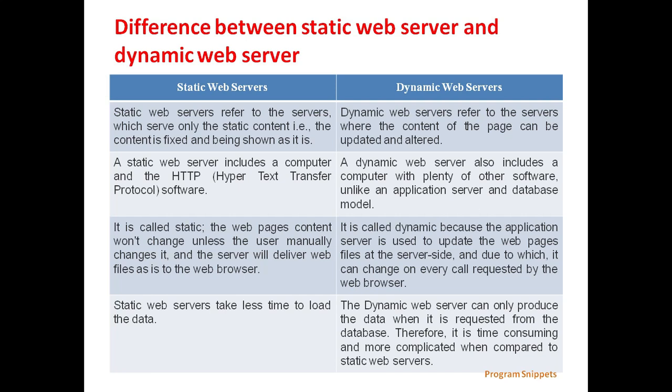A web server is called static because the page's content won't change unless the user manually changes it, and the server will deliver the web files as they are to the web browser. And a dynamic web server is called dynamic because the application server is used to update the web page files on the server side, and due to which it can change on every call requested by the web browser. Static web servers take less time to load the data, whereas a dynamic web server can only produce the data when it is requested from the database. Therefore, it is time consuming and more complicated when compared to static web servers.